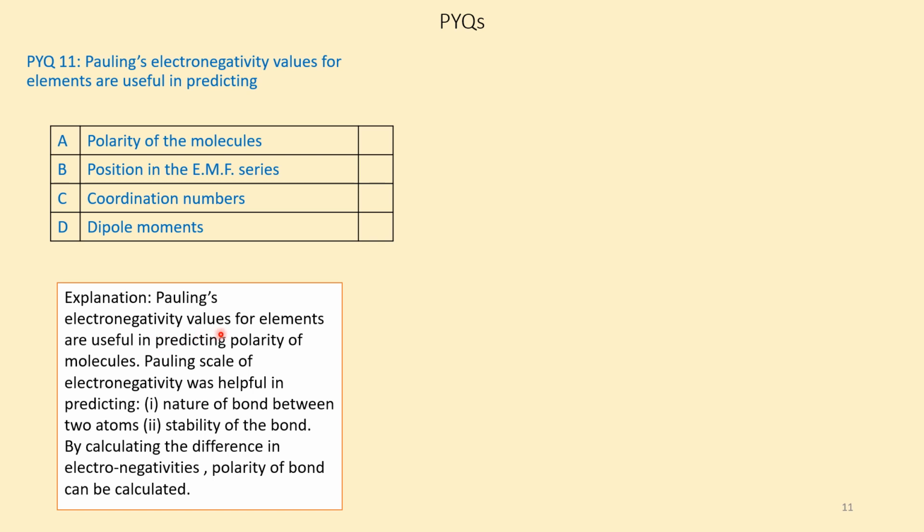Pauling's electronegativity values for elements are useful in predicting the polarity of molecules. Pauling's scale of electronegativity was helpful in predicting the nature of the bond between two atoms and the stability of the bond. By calculating the difference in electronegativities, the polarity of a bond can be calculated. Hence, the correct answer is option A. Please mark it.